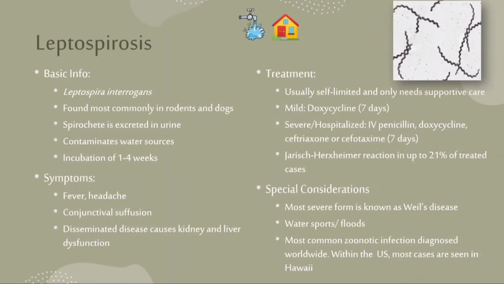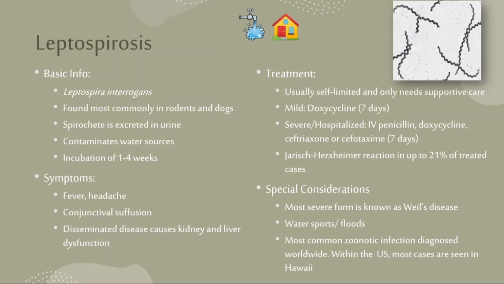Leptospirosis. There's a lot of information about leptospirosis out there, and I feel like that is a very uncommon thing that we see. So Leptospira interrogans is the bacteria most commonly found in rodents and dogs, but it can be found in other small animals. This is a spirochete, so it's got a pretty little picture there. And it is excreted in bodily fluids, but we think about it most commonly in urine. This is also known as swamp fever.